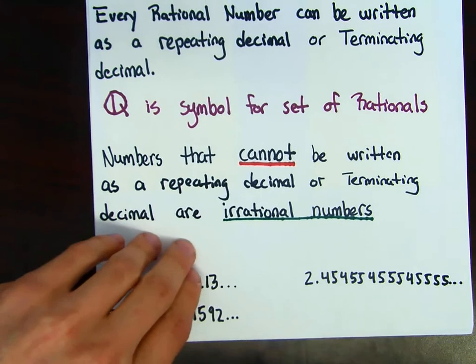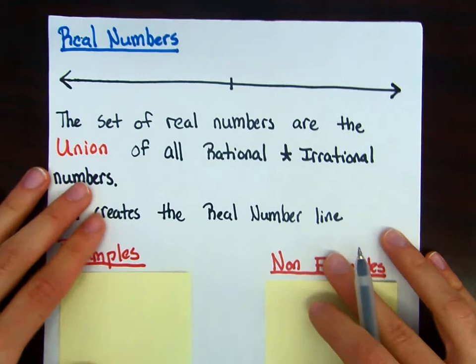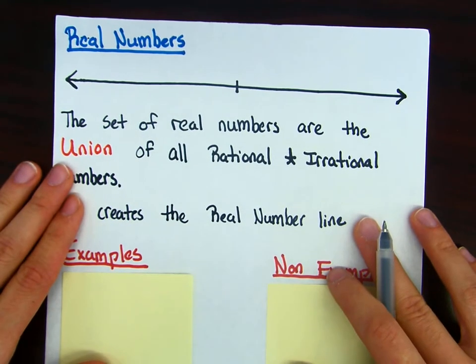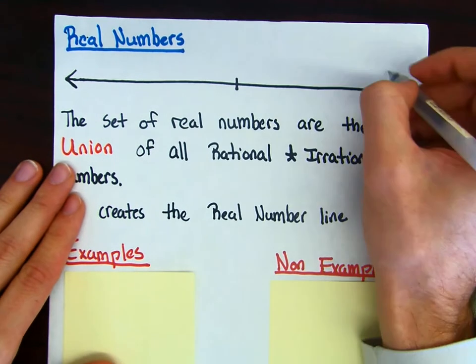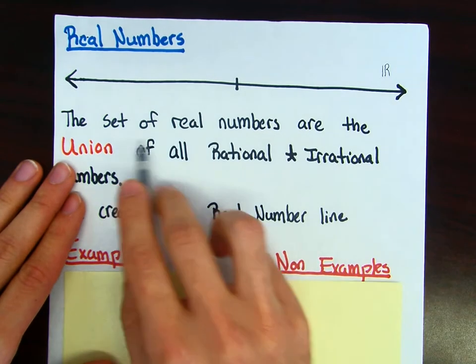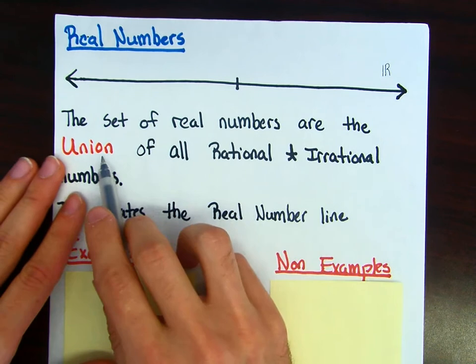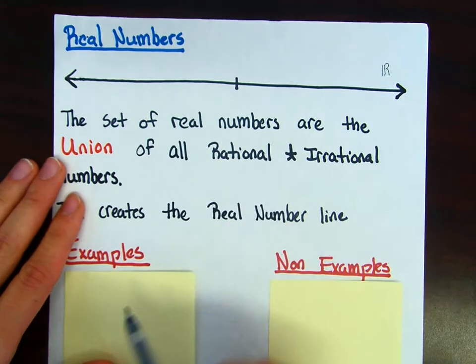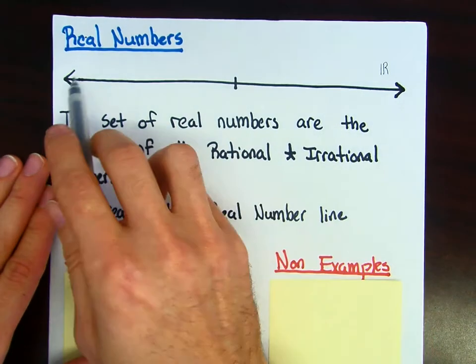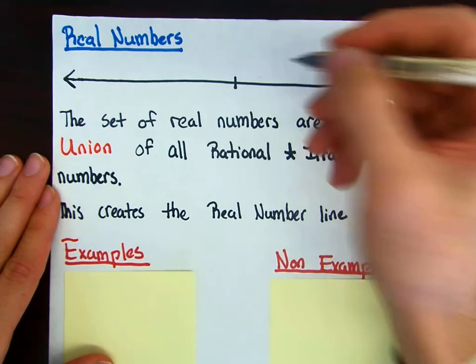Okay, fantastic. Almost done. And now the final set for today is the real numbers. What does it mean to be a real number? It means you're on the number line. So basically, the set of real numbers is the union of all rational and irrational numbers. So any number on the number line is a real number.